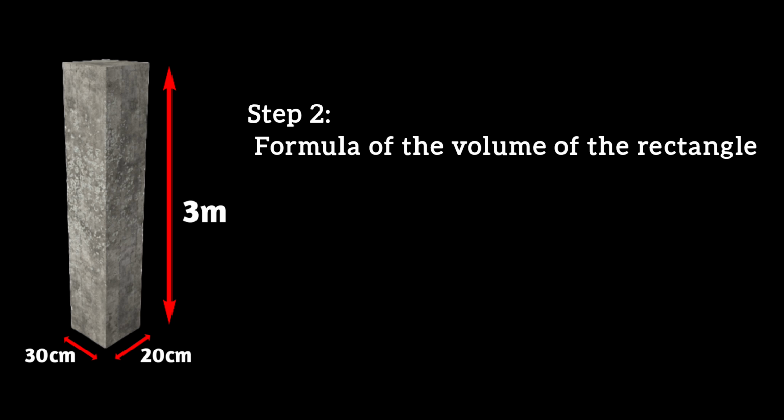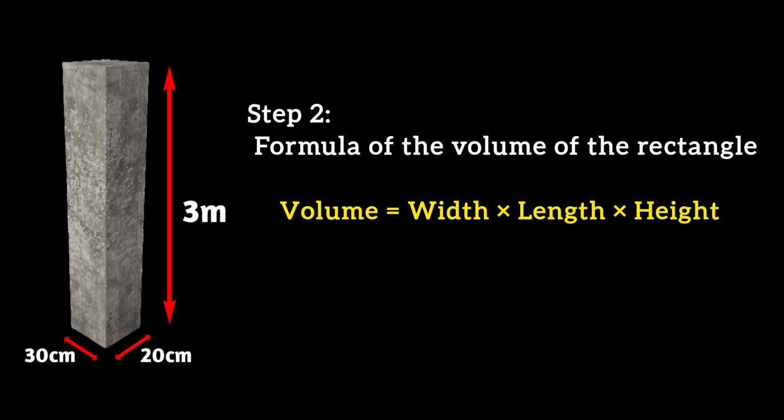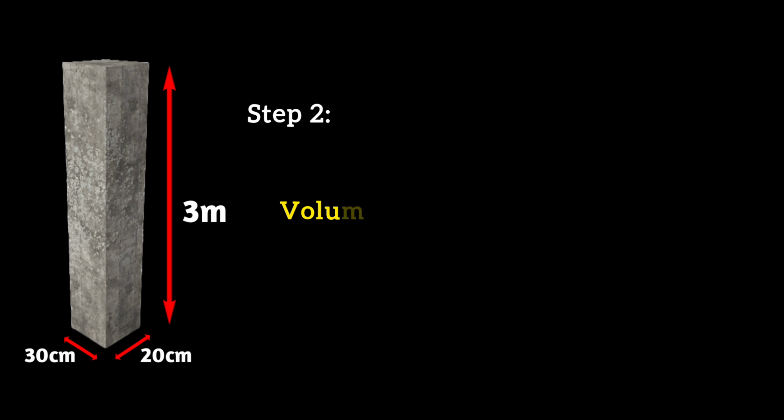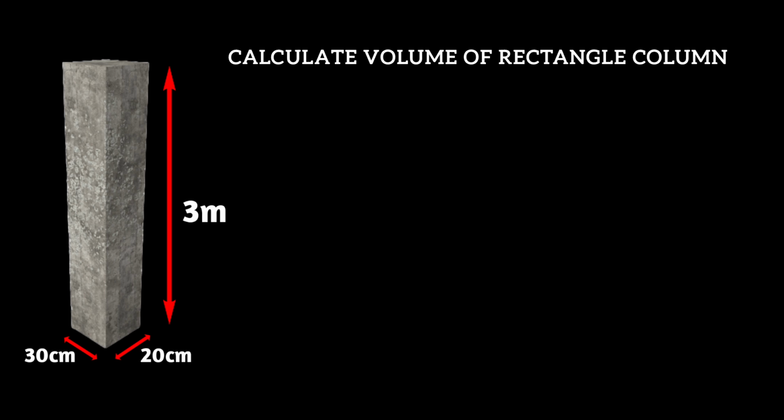Step 2. Use the formula for the volume of a rectangle. Volume equals structure width multiplied by length and height. Calculate the volume of a rectangular column. Volume equals structure width multiplied by length and height.